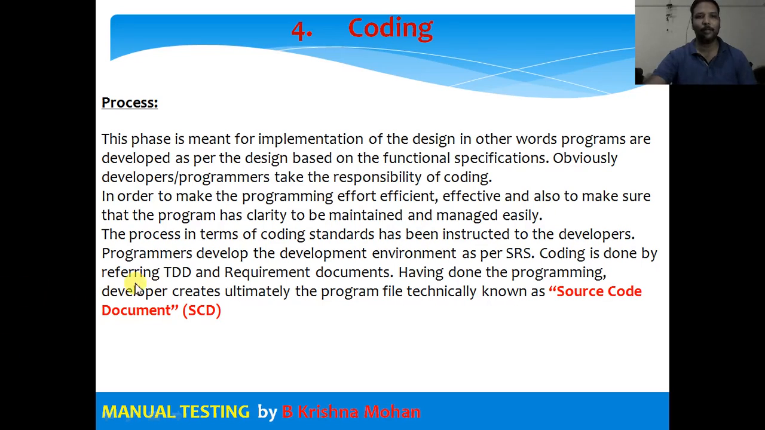Coding is done by referring to the technical design document and the requirement document. In the requirement document, the requirements will be there. In the technical design document, how you have to do the coding will be there. Having done the programming, developers ultimately create the program file, technically known as source code. They will write the code, and that is known as the source code.